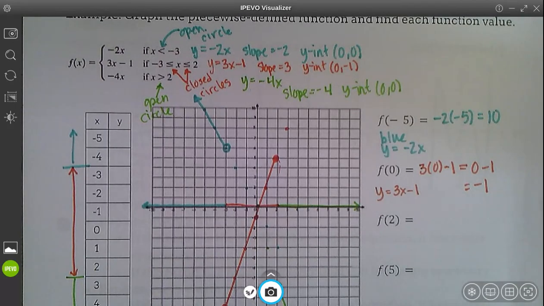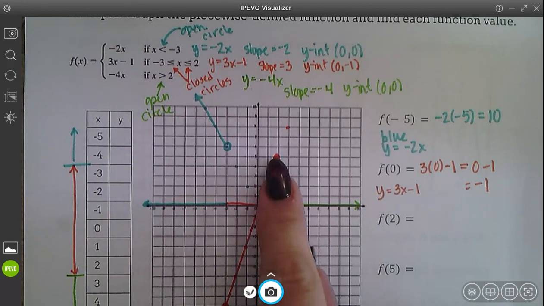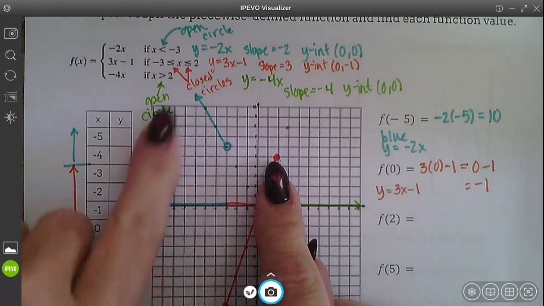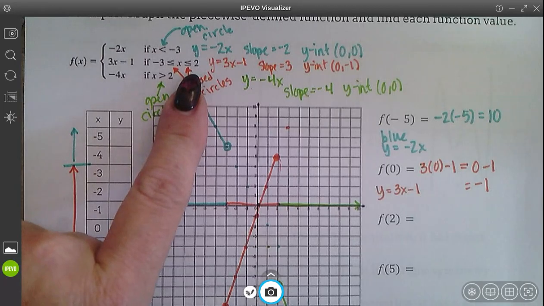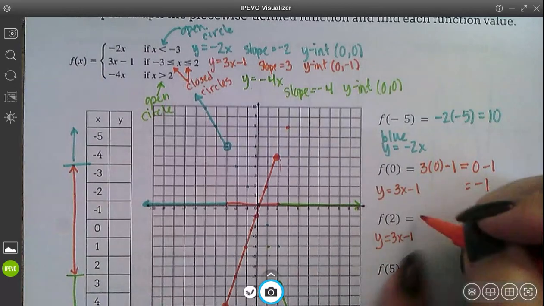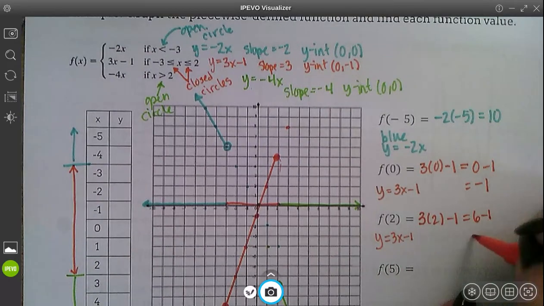f of 2. 2 is right on the boundary. So I need to figure out which one owns the number 2. So that's going to be the one with the closed circle. So I can visually see on the graph, there's my closed, there's my open, so it belongs to the orange. But if I don't have a graph, I'm going to look at my boundaries. 2 is included in this boundary, so it is going to be following the orange rule of y equals 3x minus 1. So I'll substitute 2 in for x, so 3 times 2 minus 1, which is 5.